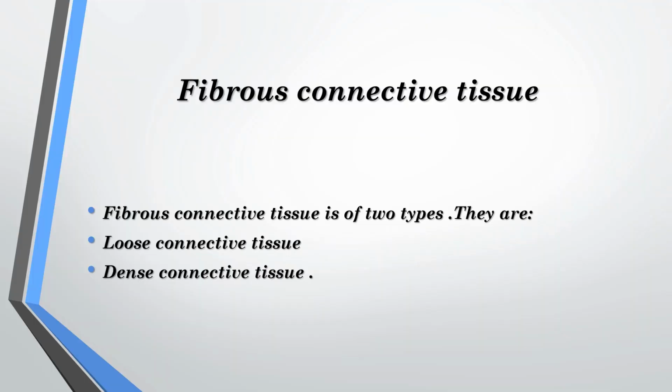Dense connective tissues are also of two types, that is, tendon and ligament. Tendon joins the bone to the muscle, but ligament connects a bone to a bone. Let's move on.